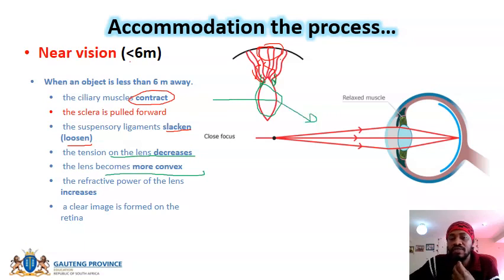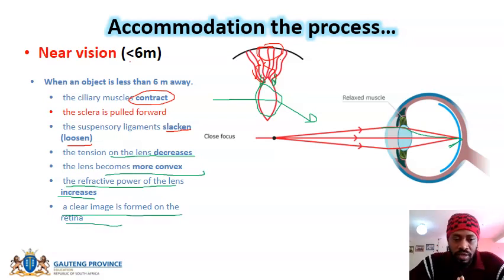Since there's more bending, what happens? It means that the refractive power of the lens would have increased. And this will be done such that the light is brought to a focus on the retina so that a clear image is formed on the retina. So that is what happens. Clear image forms on the retina. Let's take it back. We are asking ourselves first, which kind of lens do we need?